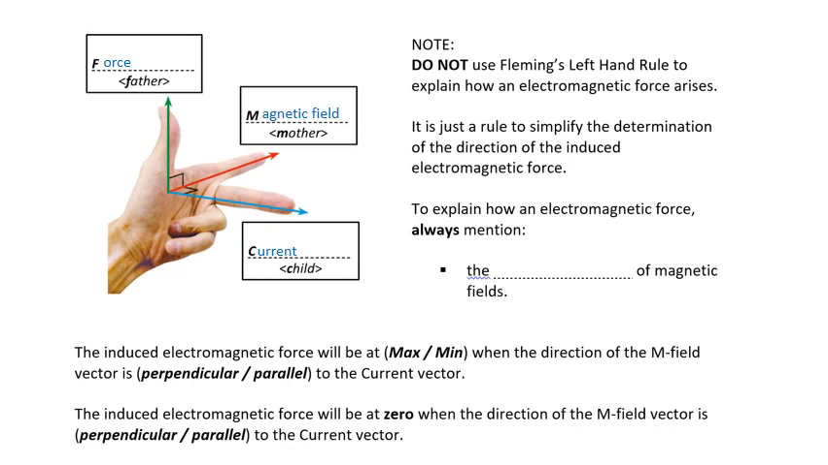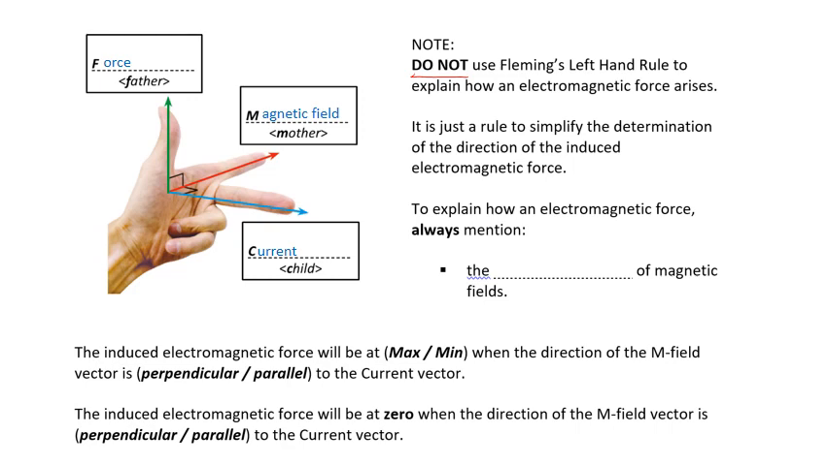Now, one thing I want to highlight, and this is very important, is that we don't use Fleming's left-hand rule to explain how an electromagnetic force arises. Sometimes a question may ask you why there is an induced magnetic force, and sometimes candidates answer, oh, because of Fleming's left-hand rule, and this is absolutely wrong. It's nothing to do with Fleming's left-hand rule.